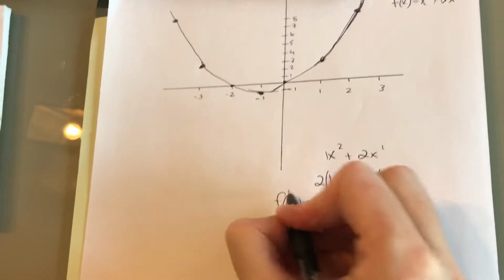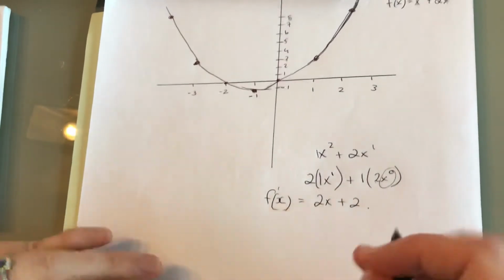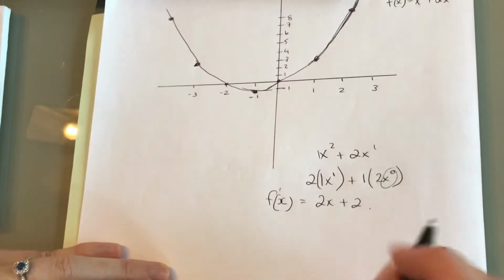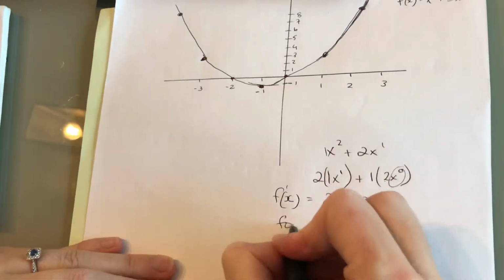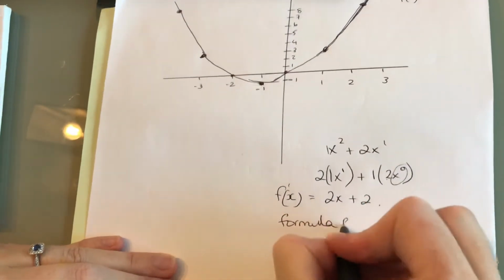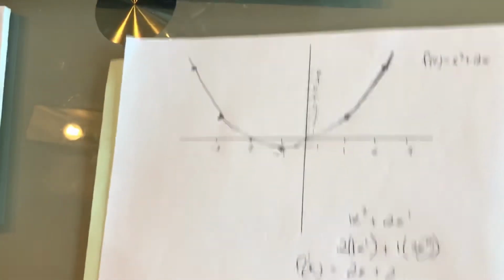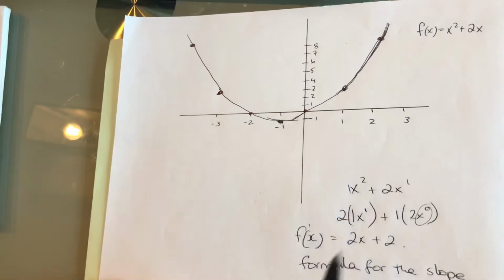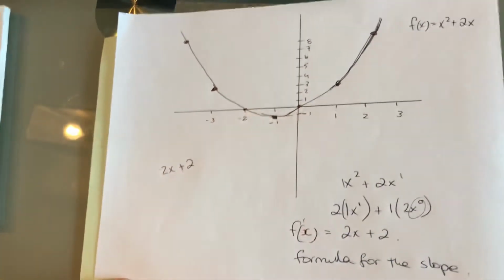Now, what have I just figured out? I have figured out the formula for the rate at which the curve is changing. In other words, I have a formula now for the slope. So let's look at our function. The formula for the slope is 2x plus 2.